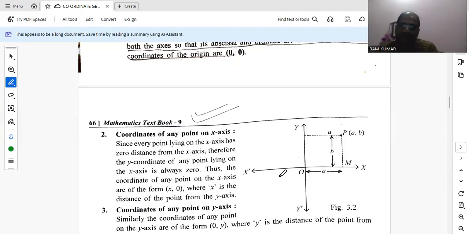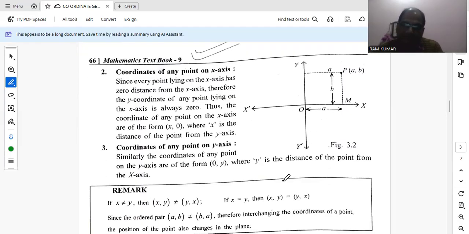Or if negative values are given, then you have to go to the opposite side of the x and y. So you can go for x, that means -1, -2, -3, or -1, -3, -4 in this way. You can go to the axis.